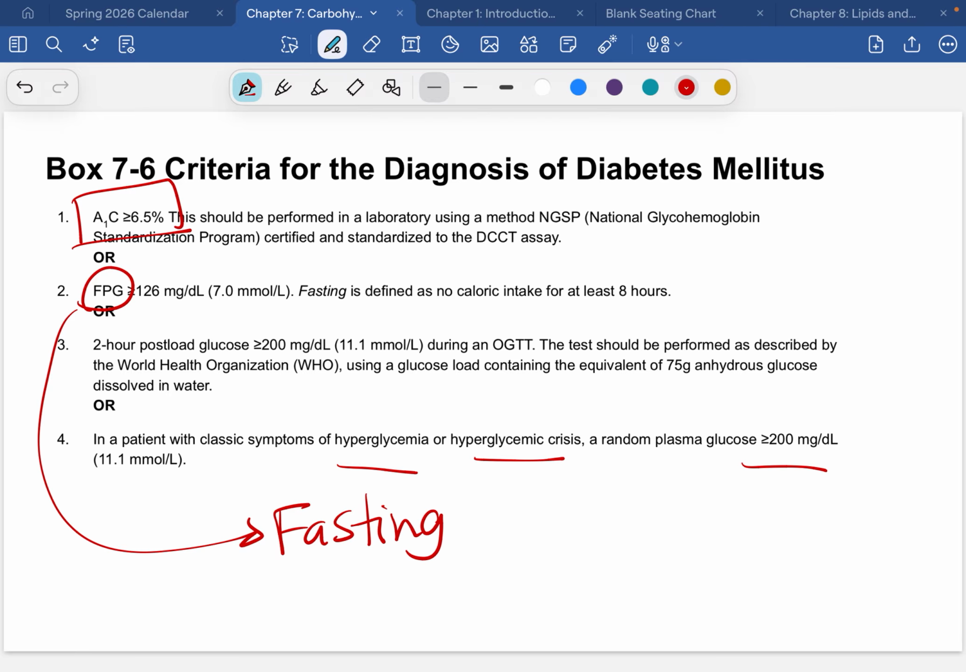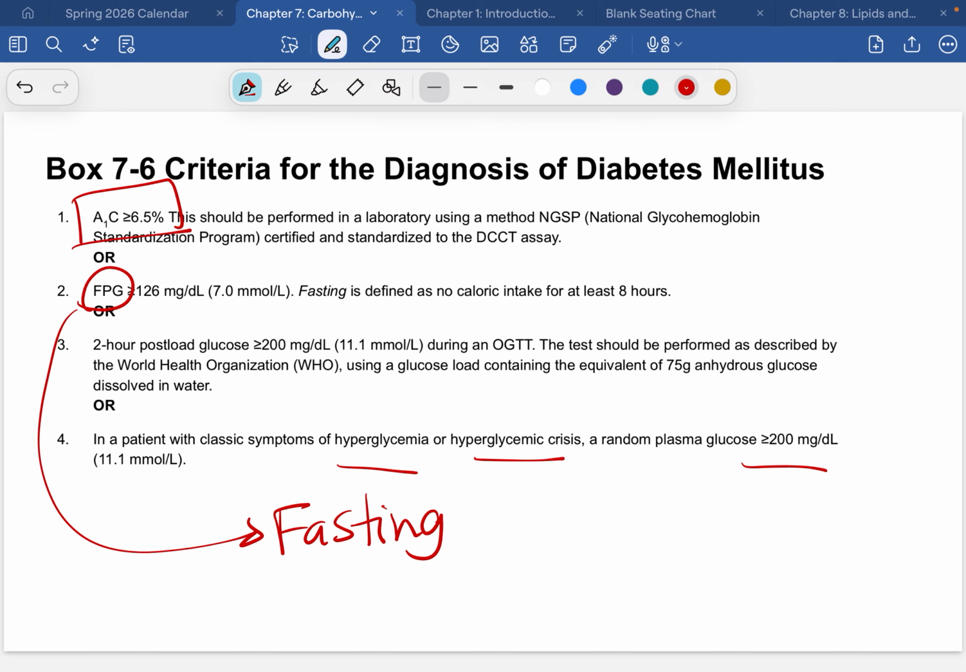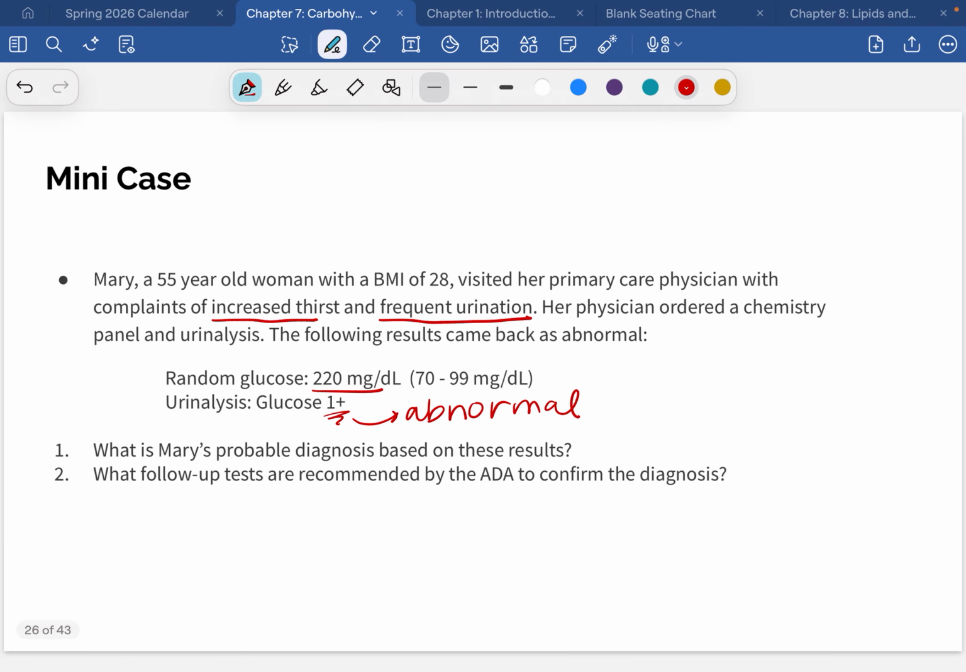Sorry, let's see. Yeah, there it is. Sorry, I couldn't see it. So her random glucose was 220 milligrams per deciliter, which is higher than this random plasma glucose of 200 milligrams per deciliter, that kind of criteria for diagnosing diabetes mellitus.